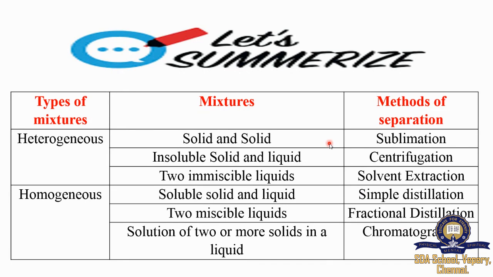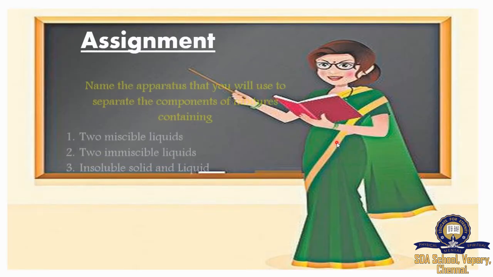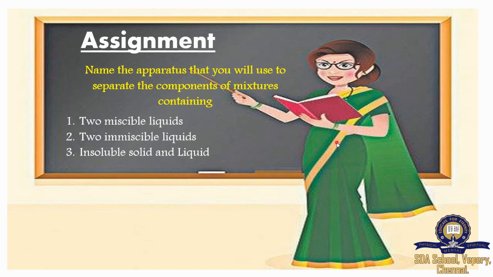Hope you all understood. So let's move on to the assignment part. The assignment for you is to name the apparatus that you will use to separate the components of mixtures containing two miscible liquids, two immiscible liquids, and an insoluble solid and liquid.